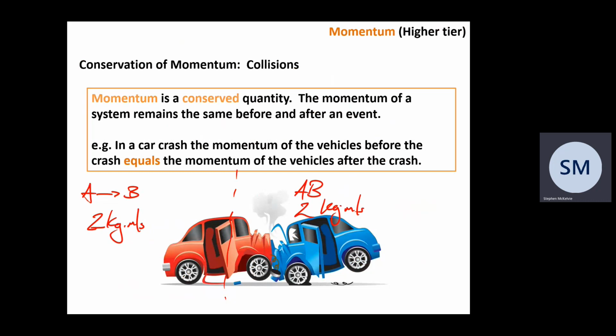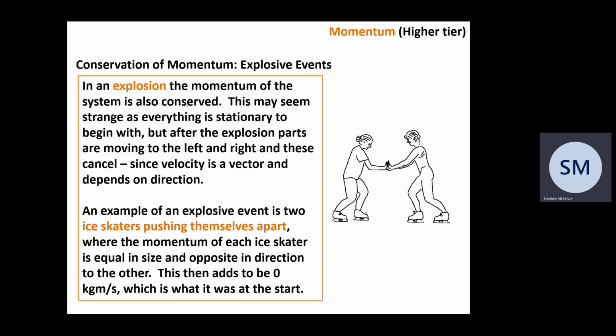In an explosion, the momentum of the system is also conserved because the amount of momentum before is equal to the amount of momentum after. Now, it might seem strange because everything is stationary to begin with. So we've got two people here who are about to push against each other. We can call that an explosion. Right now, they haven't pushed anywhere, so the amount of momentum is 0 kilogram meters per second. They're going to push off each other, and they're going to start going in different directions.